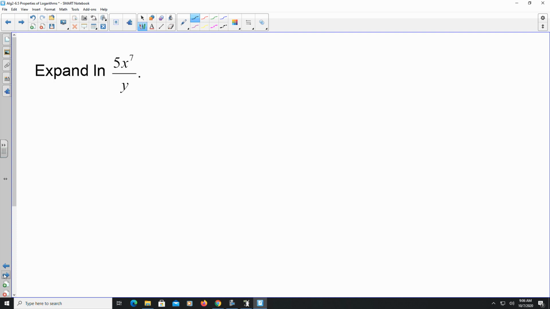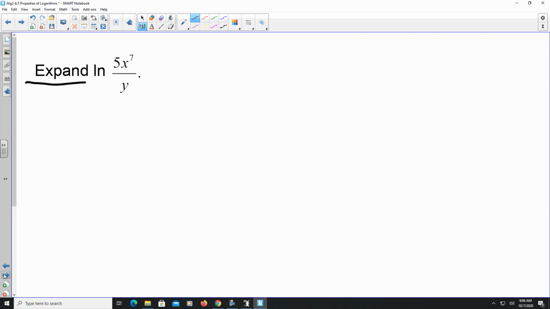Okay, so now we're going to look at expanding a logarithm. More specifically, they're asking us to expand the natural log of 5x to the 7th divided by y. What you have to think about when they ask you to expand is that they don't want any multiplication, division, or exponents inside the log, or the natural log in this particular instance. So we have to use all those properties.